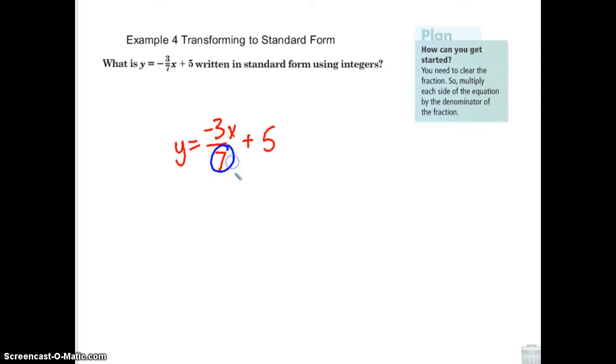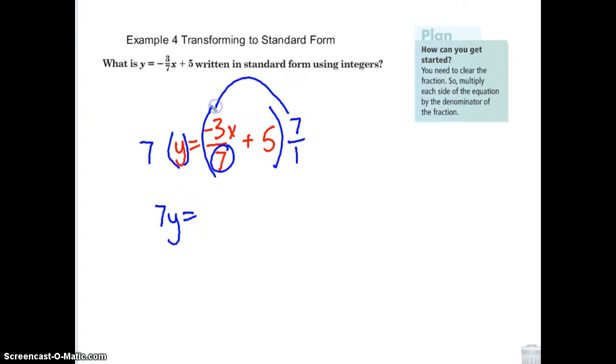Okay, so I see the denominator is 7, and I know I can't have fractions in my answer, so I'm going to multiply both sides by 7. I'm going to multiply 7 over 1 here, because I know that the 7s will cross out eventually. So 7 times y is 7y. 7 times negative 3x over 7, the 7s cross out, which means it's just negative 3x. And then I also have to do 7 over 1 times 5, which is a positive 35.